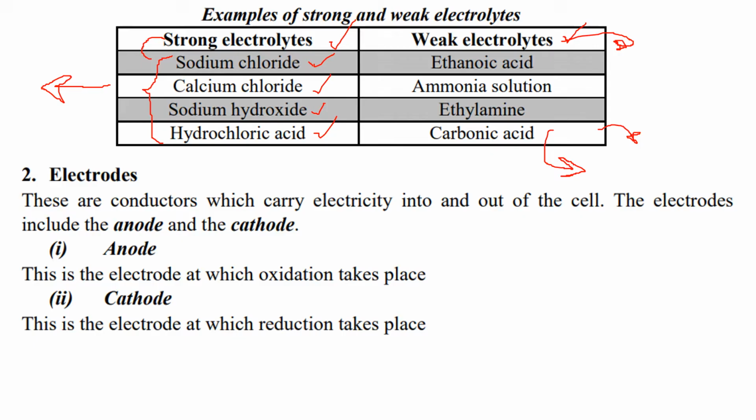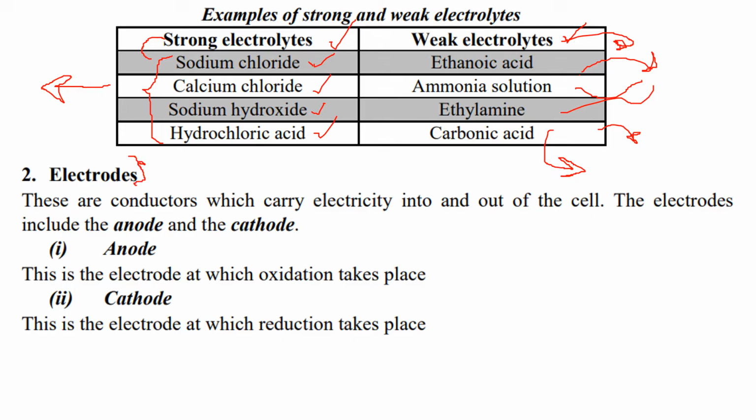But most of them, we have ethylamine, which is going to be a weak electrolyte since it's organic. Ammonia solution is inorganic, but it's a weak base, together with ethanoic acid. This is also a weak acid because it's organic. Now, having looked at electrolytes, let's look at the definitions or the inclusions about electrodes.